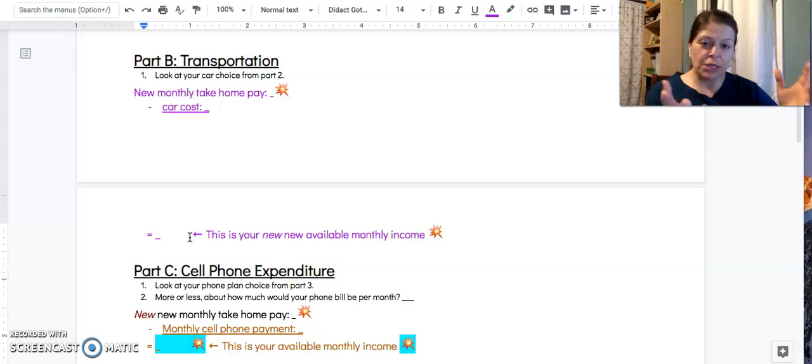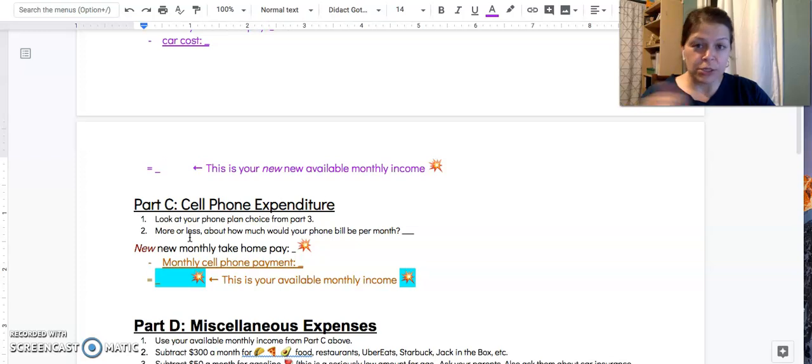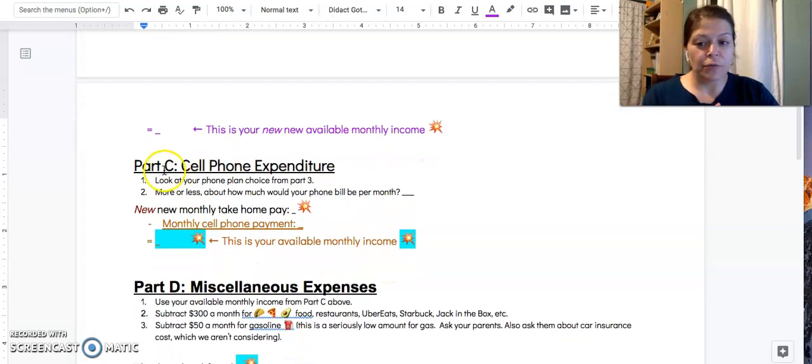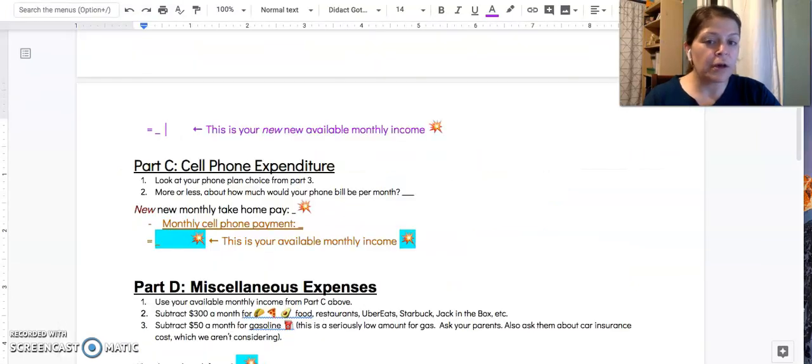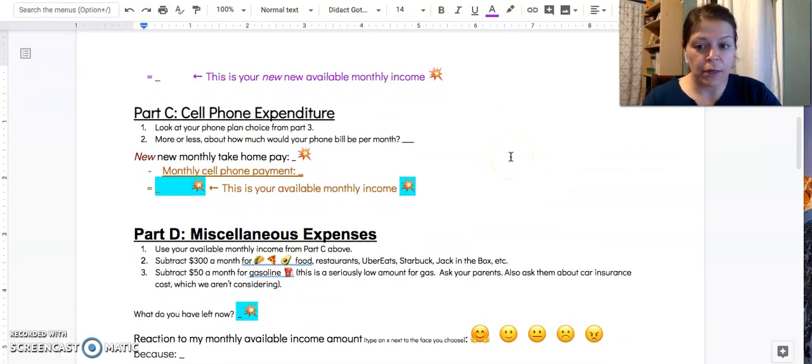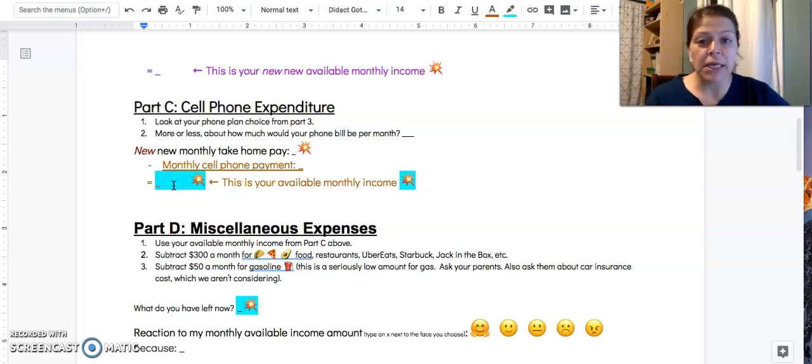So you take your $3,000 that you begin the month with, you pay for your mortgage or your rent, then you make your car payment, and now we're going to take away your cell phone expenditure. So for your cell phone expenditure, thinking about what you learned in part 3 of this, which is this one here. Thinking about which of the phone plans you were going to go for, subtract your monthly cell phone payment.